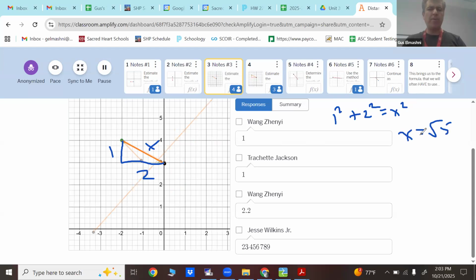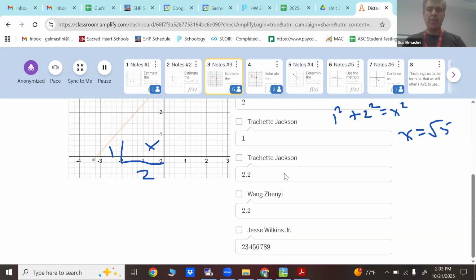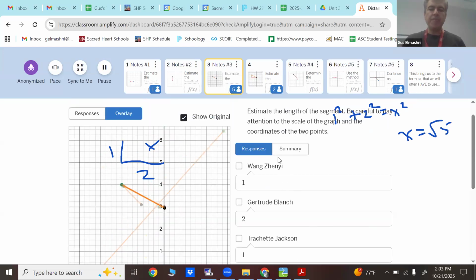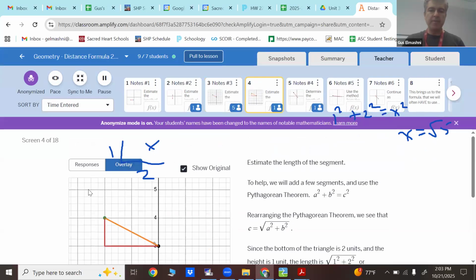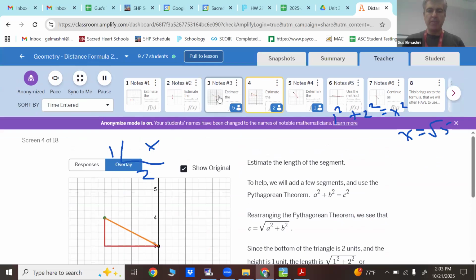Can you guys type in a square root into this, or do you have to type in a decimal? It was 2.23 something. Okay, so it should be root 5. So if we do the same thing for number 4, there we go, root 5, 2.2.